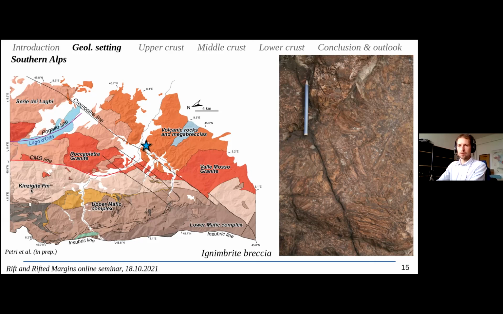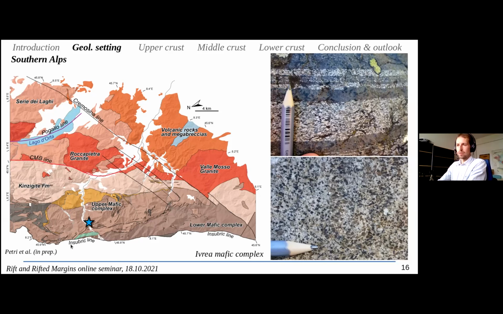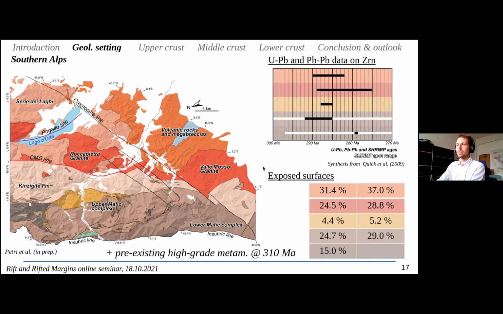And we go down to the Kinzigite formation, that is a metasedimentary lower crust, where the upper mafic complex and the lower mafic complex were emplaced during the Permian. And here a few pictures of the mafic complex with a very nice gabbro and sometimes with pyroxenite layering and so on. And if we take just a compilation of a few ages, we see that we have a synchronous magmatic event from the volcanics to the granite and the gabbros.